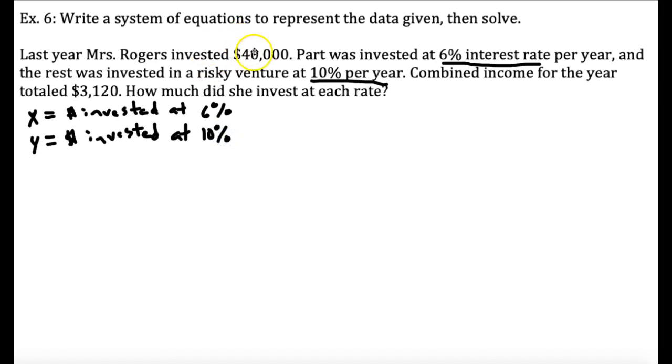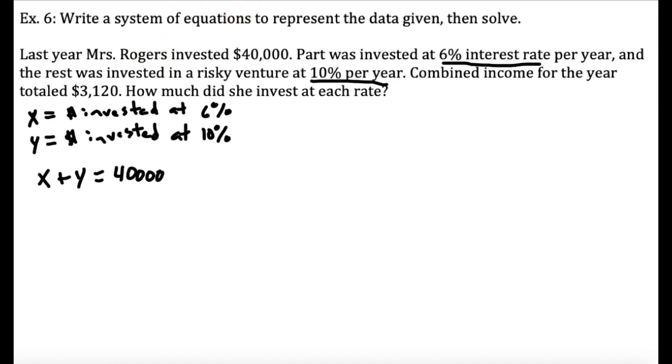So we know that the total money she invested was 40,000. So if x is the money she invested at 6% and y is the money invested at 10%, one of my equations can just be, well, those two things added together are going to have to equal 40,000.